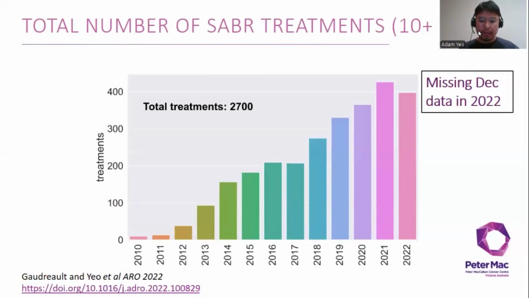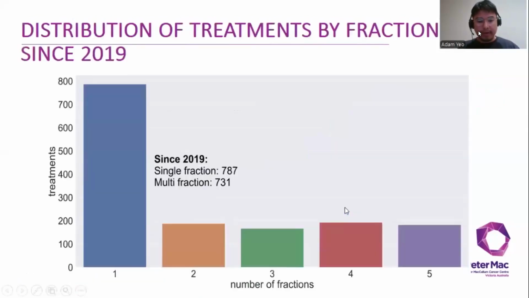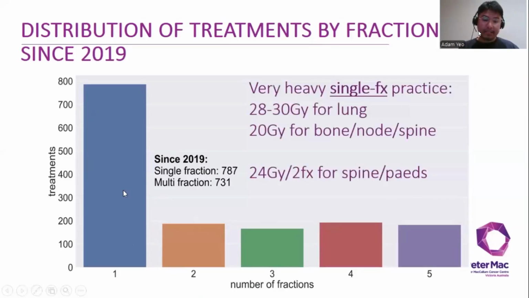For SABR, we had a 10-year experience review a couple of years ago, published in Advances in Radiation Therapy, and that includes entire cohorts and tumor streams. When you look at the breakdown in terms of fraction numbers, the big highlight from our SABR practice is that it is very heavily geared towards single fraction since 2019. Even the two fraction regimen is the second most popular one. Typically 28 to 30 Gray for lung, and then 20 Gray single fraction for bone, abdominal nodes and spine, and then 24 Gray in two fractions, getting more popular for the spine as well as pediatric patients.